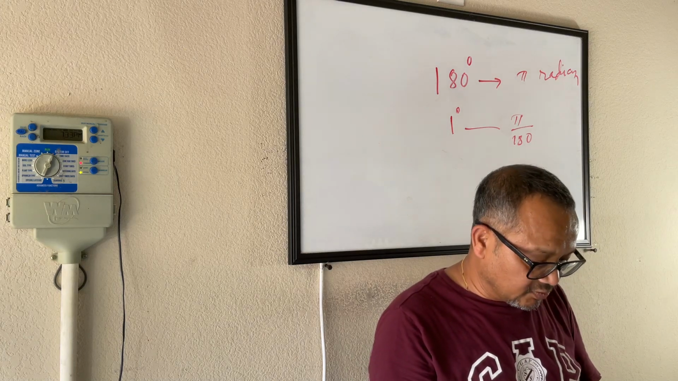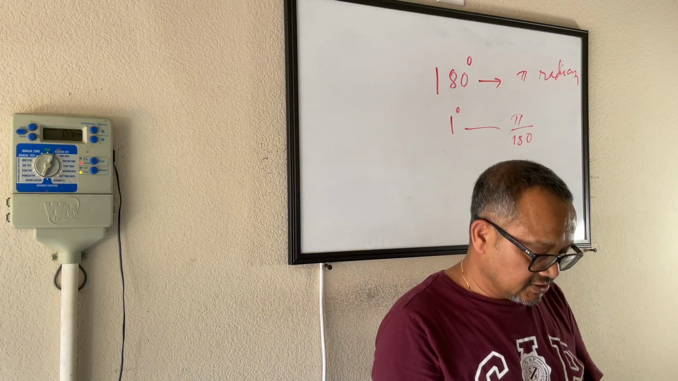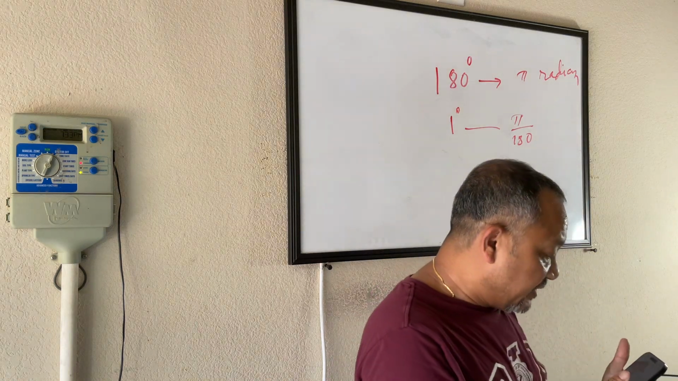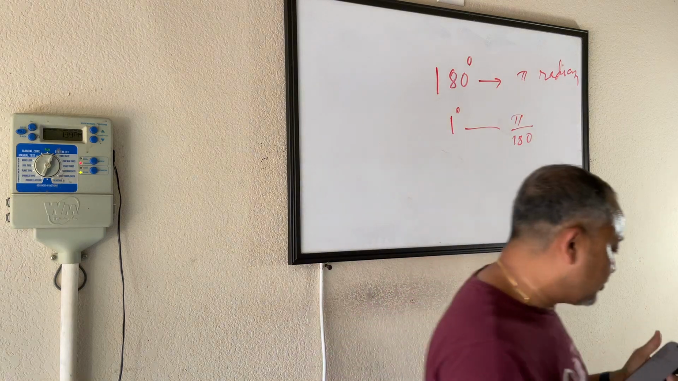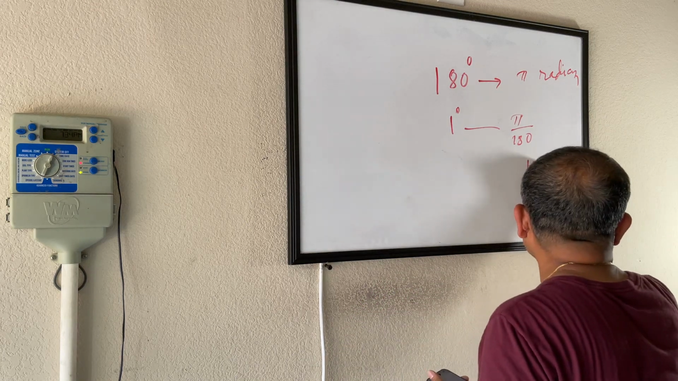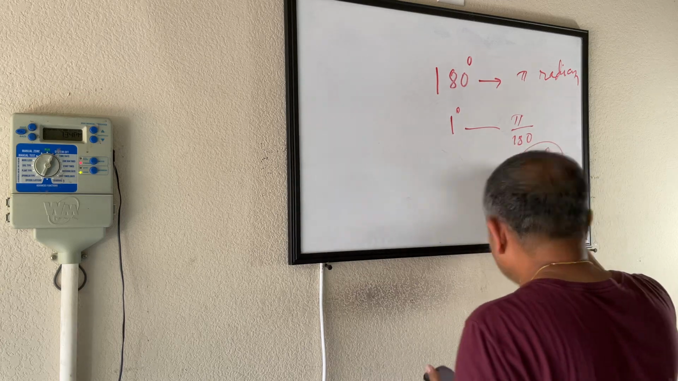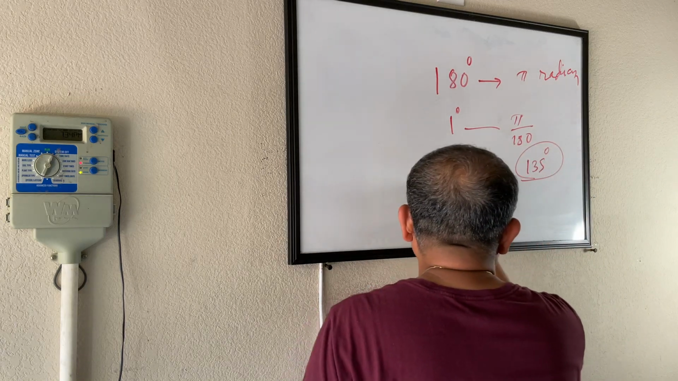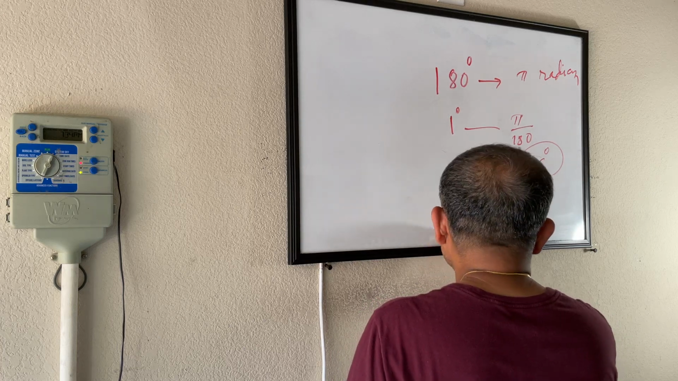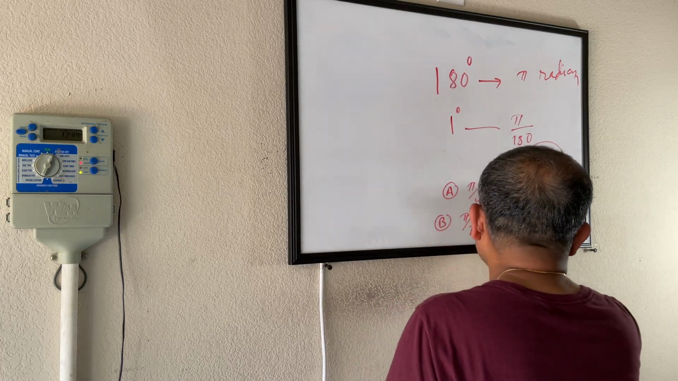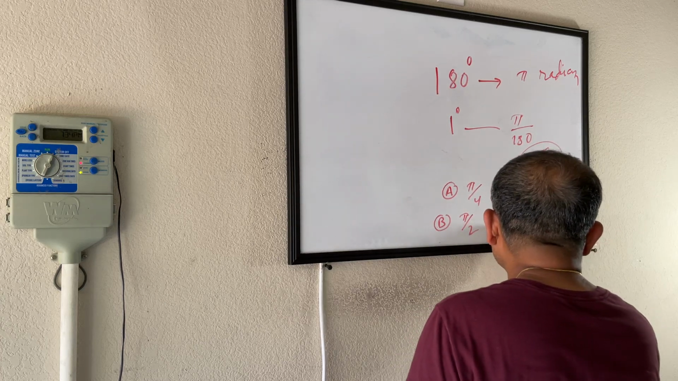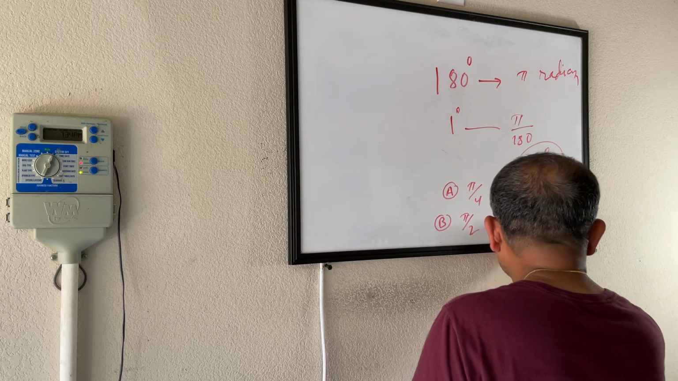And that is what I would want you to bother with. So let's look at some of the problems. I have a question here. It says, which of the following radian measures is equal to 135 degrees? So you are given the angle 135 degrees. How much is that in radian? First option is pi by 4. Second option is pi by 2. Third option is 3 pi by 4. Fourth option is pi.